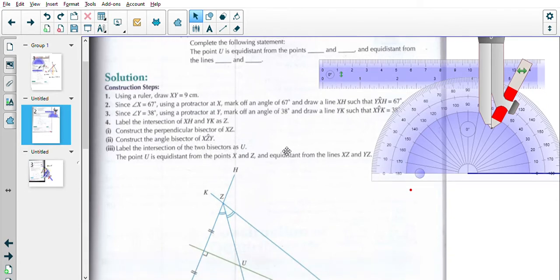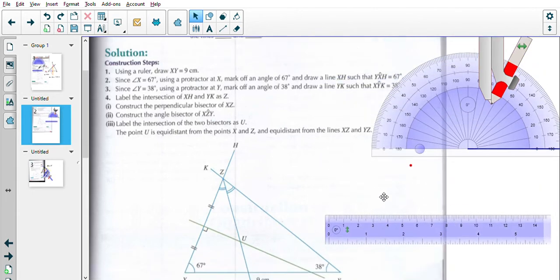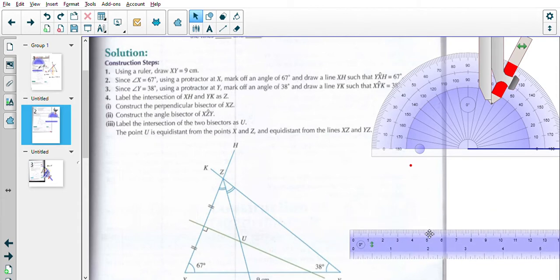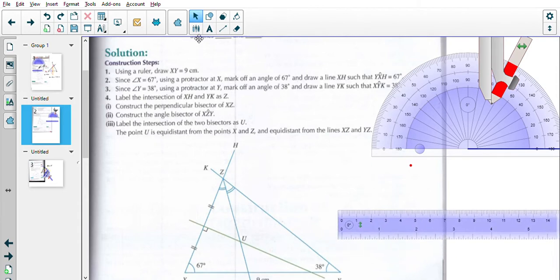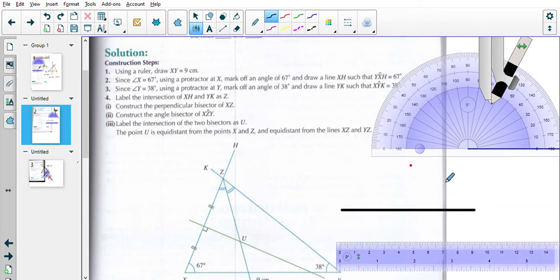First of all, draw a line XY with the length XY is 9 centimeters. Now we draw the line XY here, around 9 centimeters. I will use the black ink here. Alright, now we have already drawn it, and don't forget to give the name of this line, that is XY.